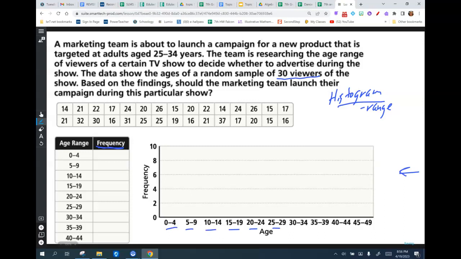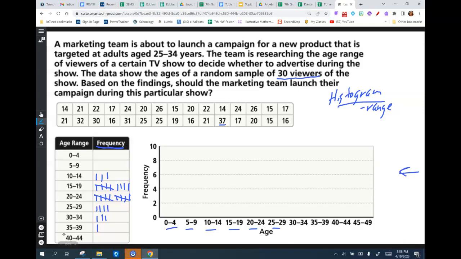So let's go through and put our data in, and we're just going to put tick marks. So we go 14, 21, and I'm just putting a tick mark of where it belongs. 22, 17, 24, 20, 26, 15. Let's do those tick marks in there. Remember when you get to 5, you're going to draw a line across it. Let's go. So you made a frequency table of what is happening with all of the data in the table.